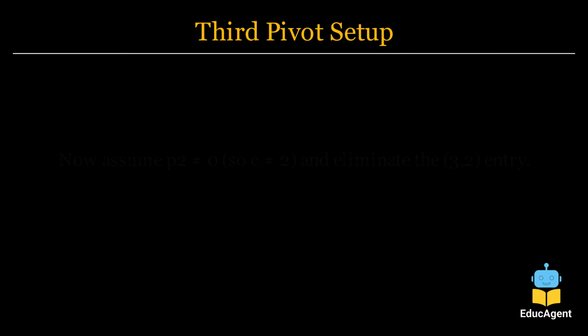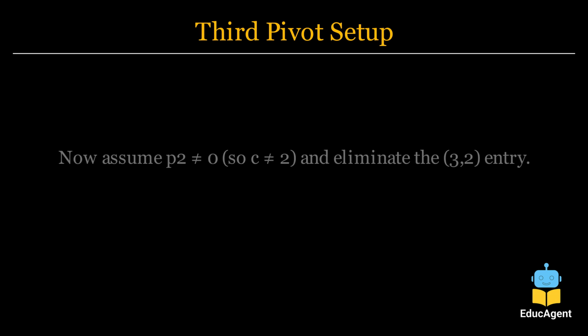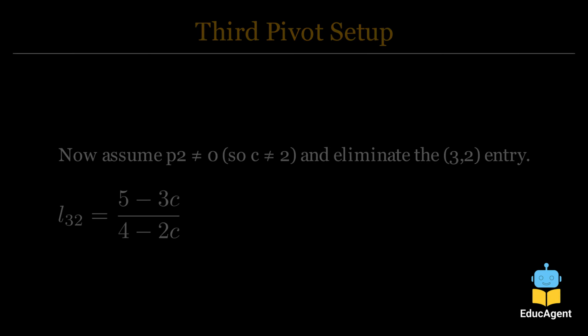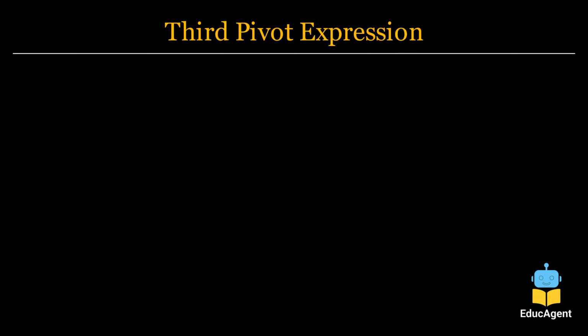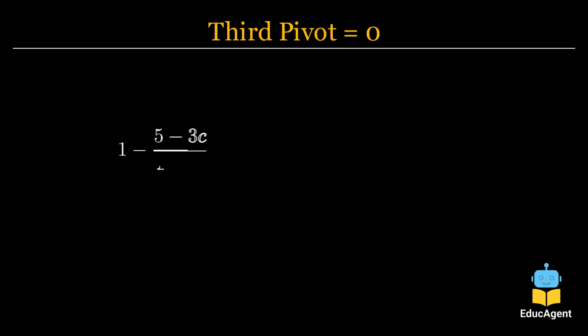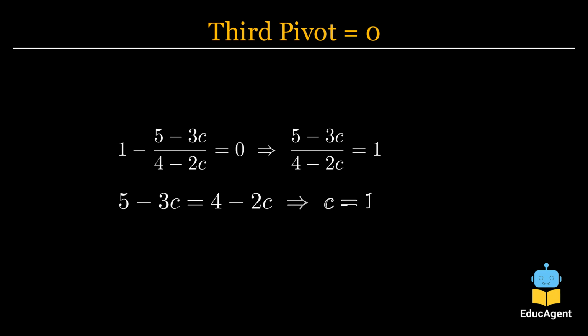Next, we search for when pivot 3 becomes 0, assuming pivot 2 is usable, so we're in the case C not equal to 2. This multiplier clears out the 3,2 entry using row 2. Apply elimination below the second pivot. We track only the new 3,3 entry. That becomes the third pivot P3. Set the third pivot to 0 and solve. This gives C equals 1.